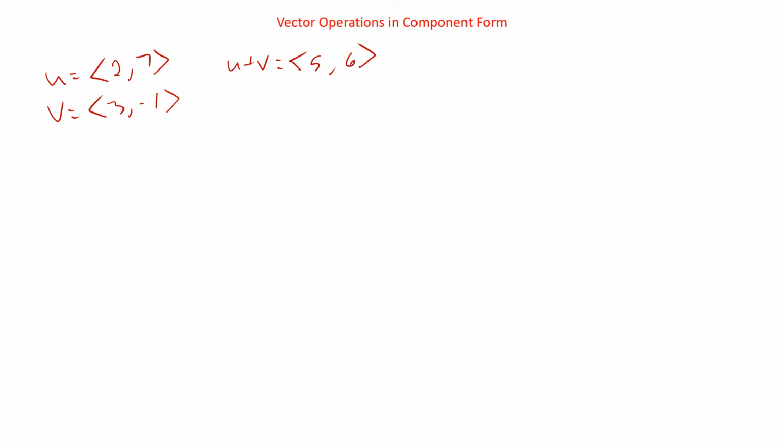That's all it is. u minus v. Make sure we distribute that negative. 2 minus 3 is -1. 7 minus -1 is 8. 3u, we just distribute. So 3 times 2 is 6. 7 times 3 is 21. So that's all that these operations are. It's just adding the like pieces together, multiplying. Those are pretty easy.